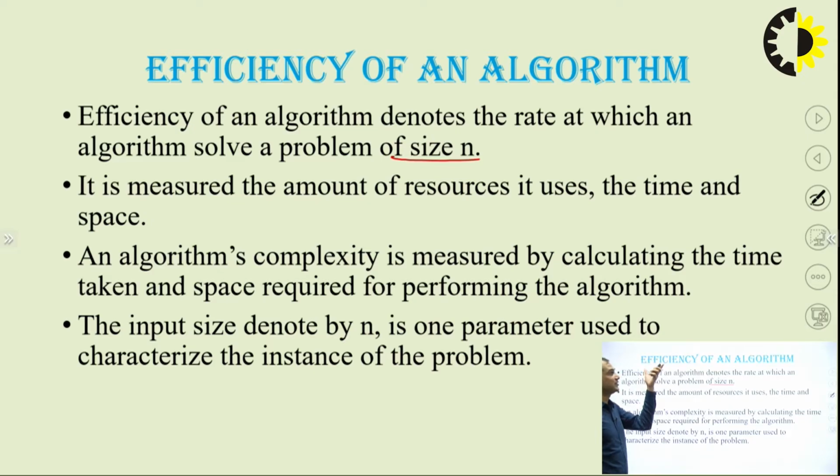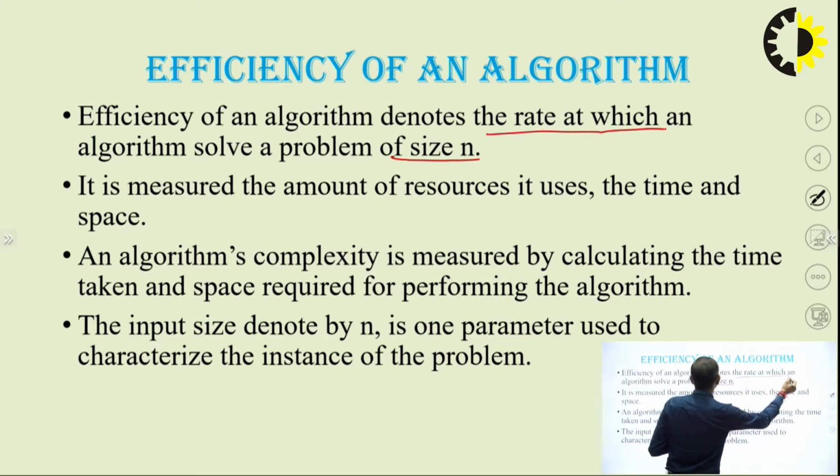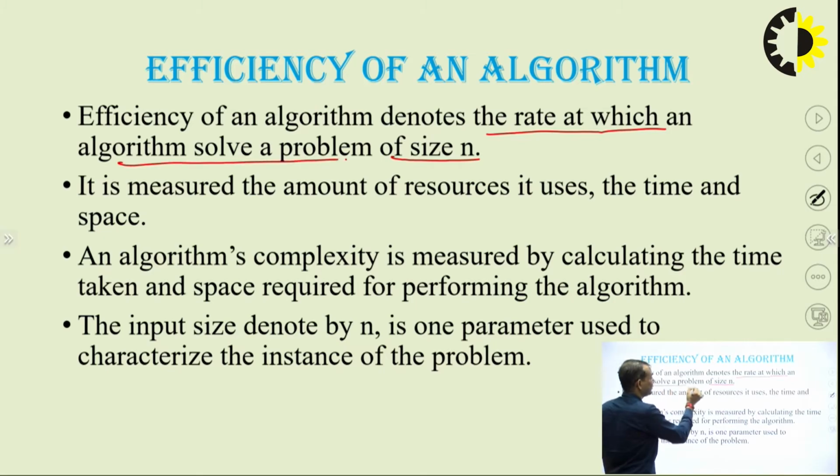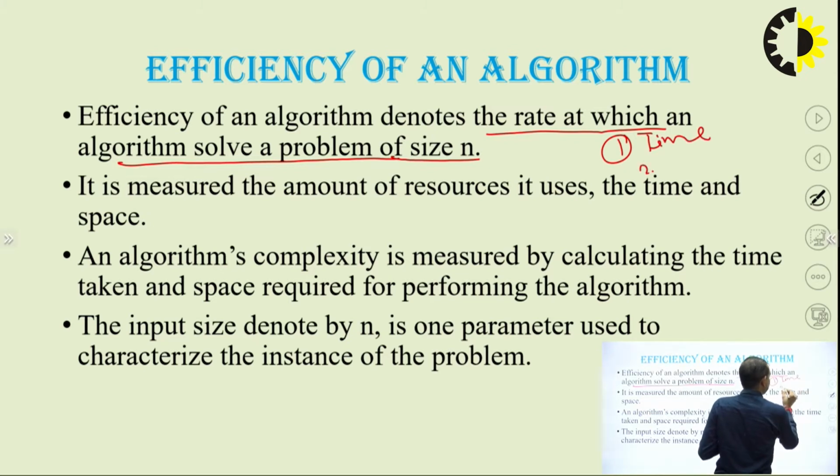So this is known as the efficiency. Now we have to check what is the efficiency of the algorithm. The efficiency of the algorithm is defined as the rate at which an algorithm solves a problem of size n. As I discussed, we have to find out at which rate it will be defined. When we solve this problem, there are two main factors to consider. Number one is time, and the second one is space.